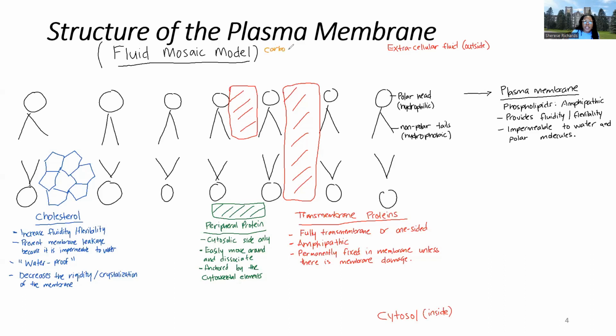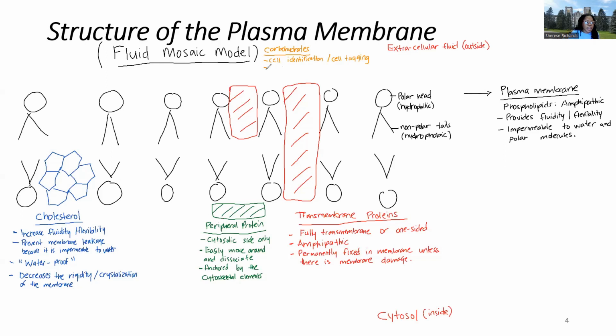So carbohydrates are also important in the membrane. They help with cell identification and cell tagging. This is how the cell can identify itself. It can signal other cells. If it needs to be destroyed, it can signal that via some of these carbohydrates.